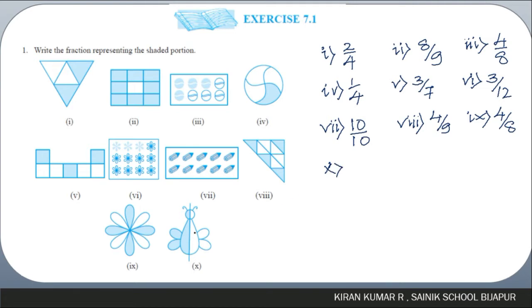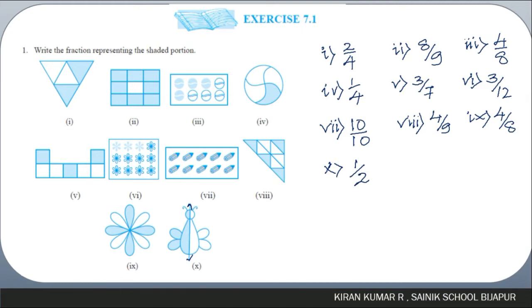In this figure, half of the portion has been shaded. We can't say they are equal parts, but only this particular line which I am showing here, this line is making the figure into 2 equal parts, and half of the figure has been shaded, so 1 by 2 is the fraction representing the shaded portion.